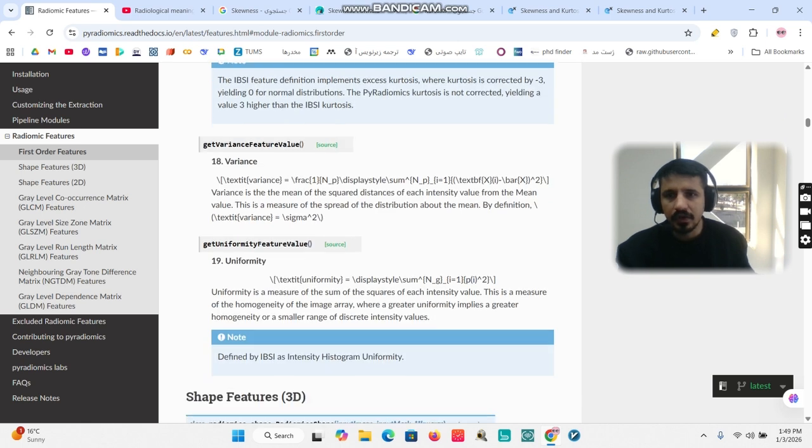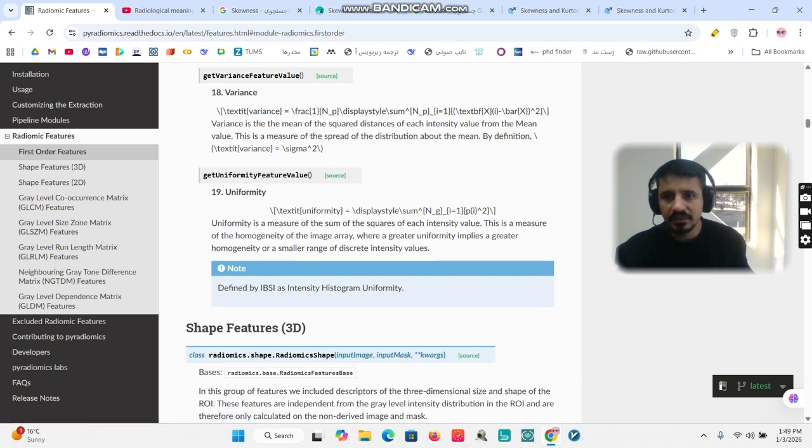And also we have the variance. That's a statistical value. We use the formula of variance for the intensity matrix. And uniformity is totally different. It's the formula that says how low the randomness is, how predictable the values in the matrix are. It is the end of the first order Radiomics features.